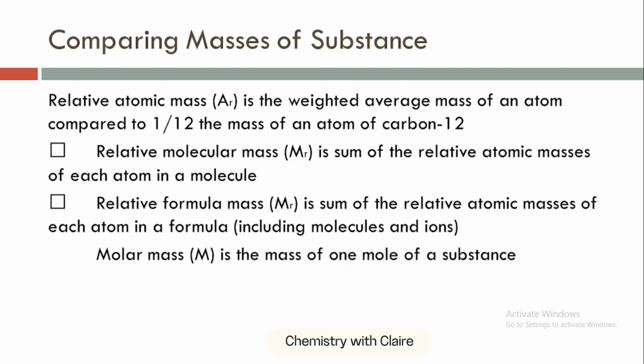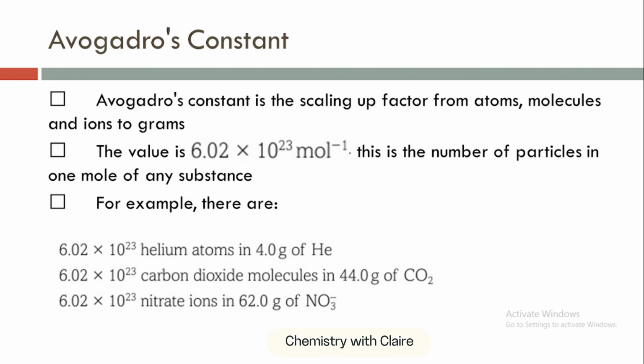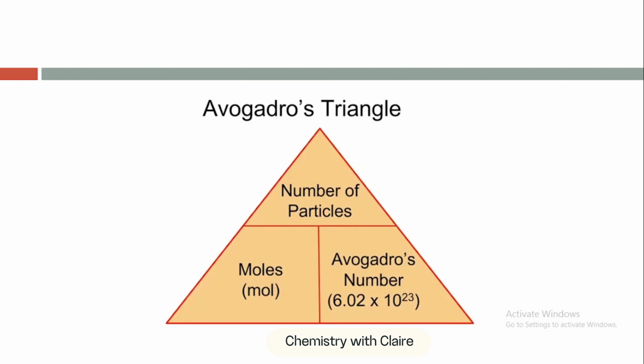So these few slides will give you the definition of MR, AR, so relative molecular masses, relative formula mass, then molar mass. All these definitions are here, which you already know. And then you have Avogadro's constant, which is 6 into 10 to the power 23 per mole. And this is the Avogadro's triangle.